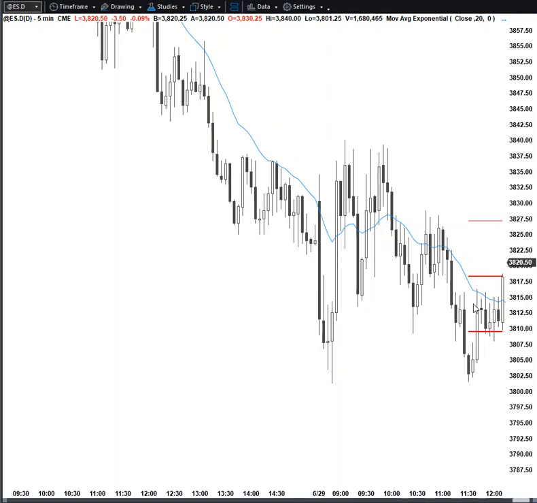If you're buying here, where's your stop? Do you put it here, or do you put it at the low of the day? Well, the low of the day gives you higher probability, but it also gives you greater risk, which now puts you all the way up to here. It's an okay trade for a swing, but it's not ideal.